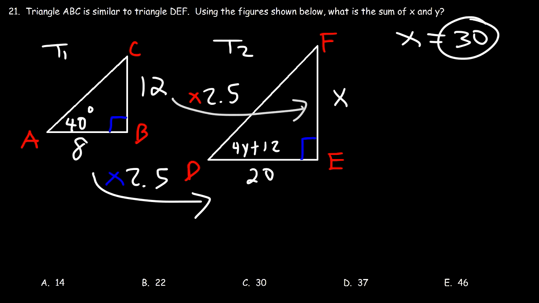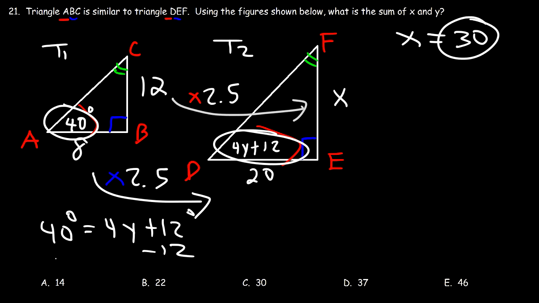Now, let's calculate the value of y. Whenever two triangles are similar to each other, the angles are congruent. So angle A and angle D are congruent. Angle B and angle E, they're both equal, they're both 90. And then the other two angles, angle C and angle F, these two are congruent as well. So therefore, we can set 40 equal to 4y plus 12.